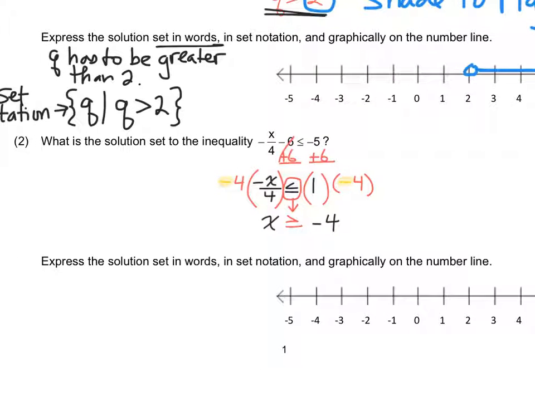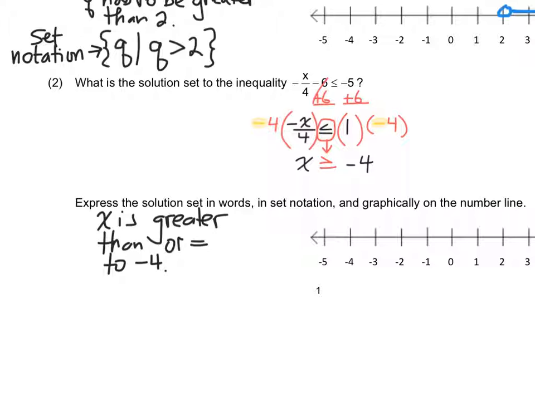Now, the solution set in words. X is greater than or equal to -4. Words for the most part. If you use symbols here and there, that's fine. Just the one symbol you don't want to use is the greater than or equal to symbol, because the whole point of the question is for you to show what that means to you.